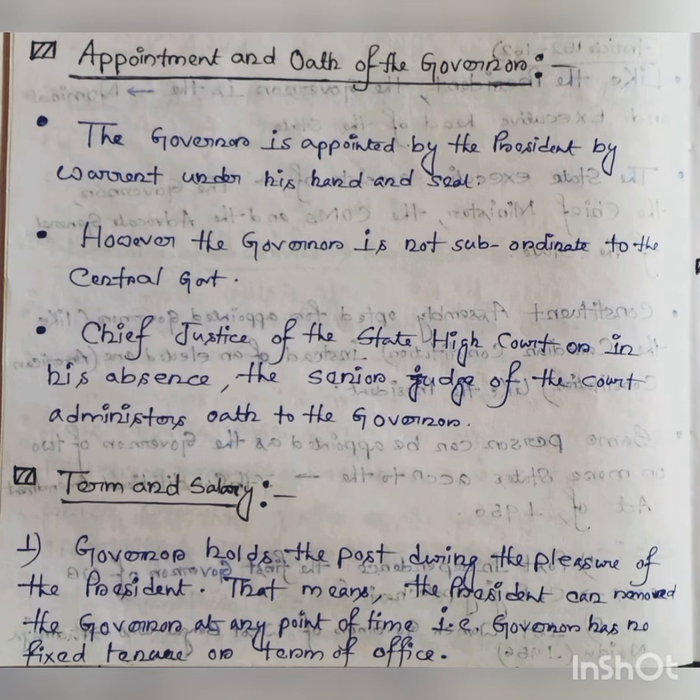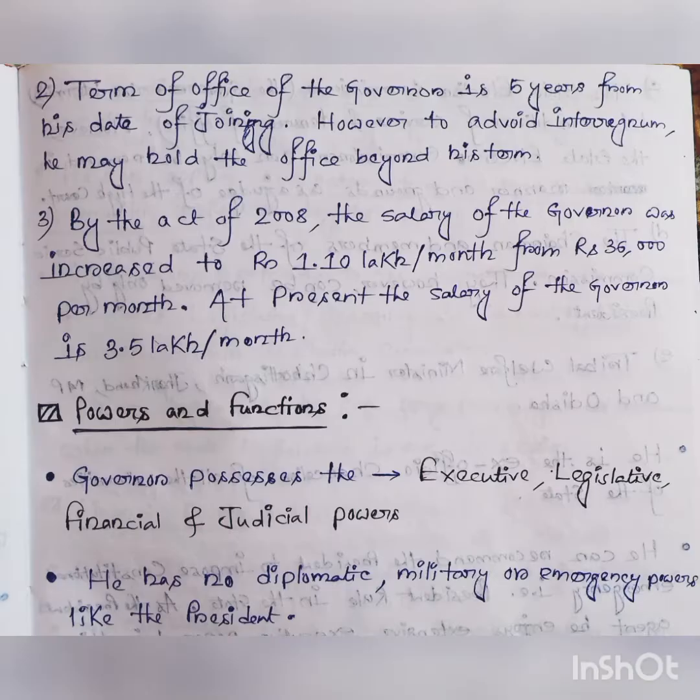Next point, term and salary. The Governor holds the post during the pleasure of the President. That means the President can remove the Governor at any point of time. The Governor has no fixed tenure. Number 2, the term of office of the Governor is 5 years from his date of joining. However, to avoid an interregnum, he may hold the office beyond his term.